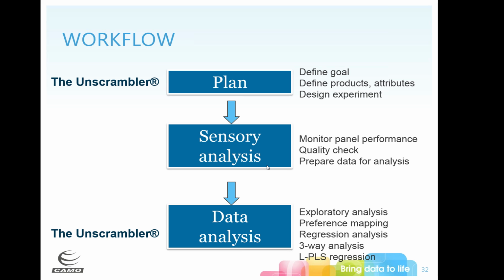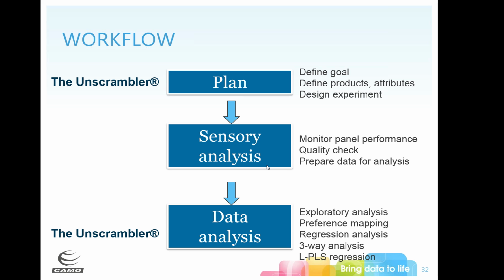So here's your workflow. When you start an analysis, you need to define your goal. Are you using your consumers to predict your sensory data, or are you using your sensory data to predict where you want to go in your consumer space? Define your products and your attributes that you want to look at, and then you design your experiment. Then you monitor your panel performance. That's going to be your sensory panel. Do a quality check and prepare your data for analysis.